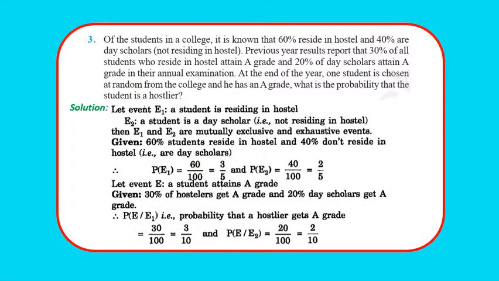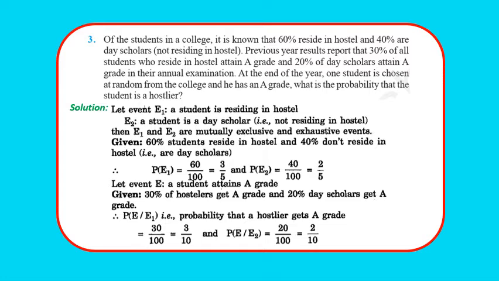Moving to question 3. Of the students in a college, it is known that 60% reside in hostel, 40% are day scholars, that is not residing in hostel. Previous results report that 30% of all students who reside in hostel attain an A grade, and 20% of day scholars attain A grade in their annual exams. At the end of the year, one student is chosen at random from the college and he has an A grade. So what is the probability that the student is a hostelier? So we have to find a student which is residing in the hostel and obtained A grade.